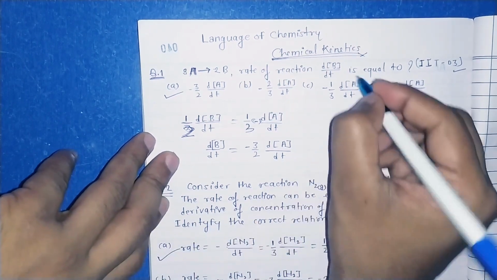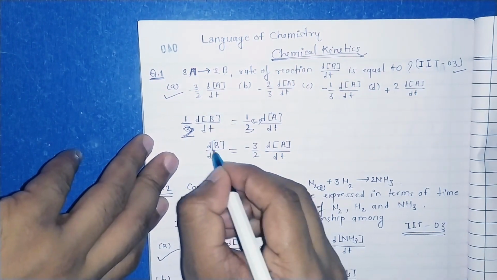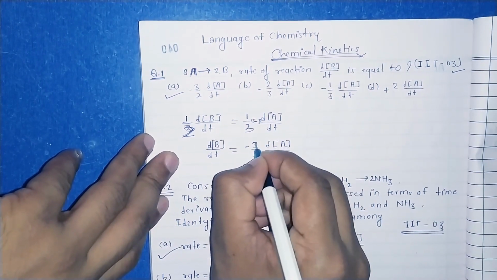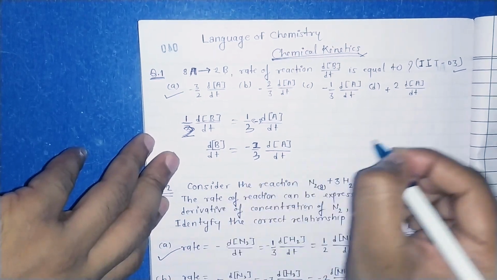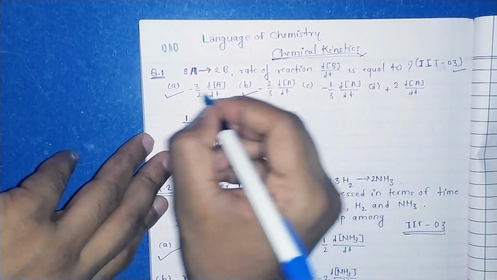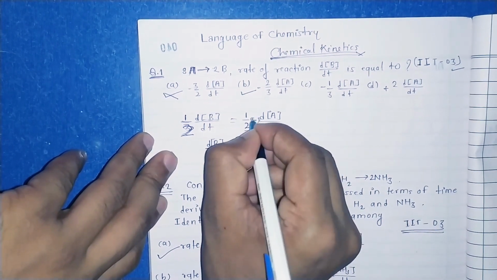Okay. Now it is asking about what, dB by dt. So this is dB by dt. It will be what, 2/3. So our answer will be what, 2/3. That is option number B. Okay students, this will be -2/3.